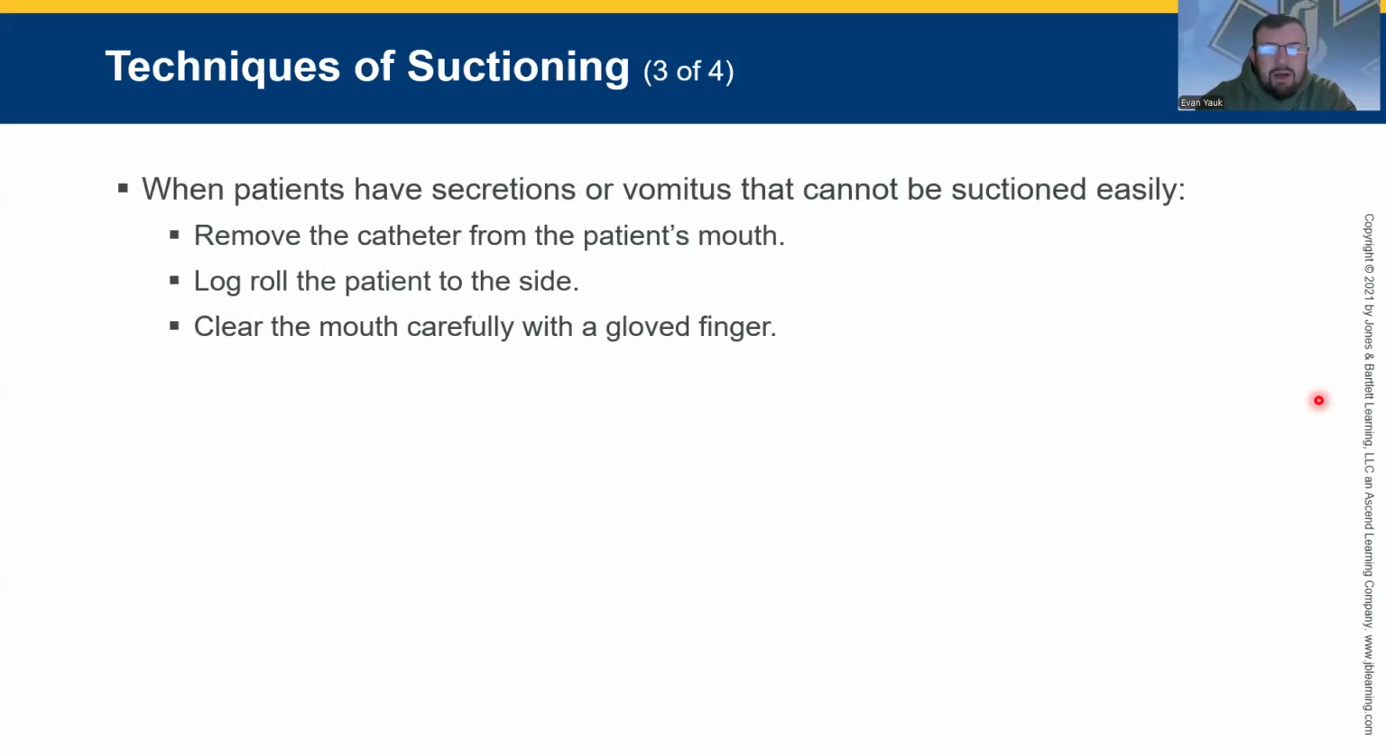When patients have secretion or vomitus that cannot be suctioned easily, remove the catheter suction from the patient's mouth. Log roll that patient to their side. Clear their mouth carefully with a gloved finger. So if there's big old chunks of nasty stuff in there, we can roll them on their side and we can scoop it out.